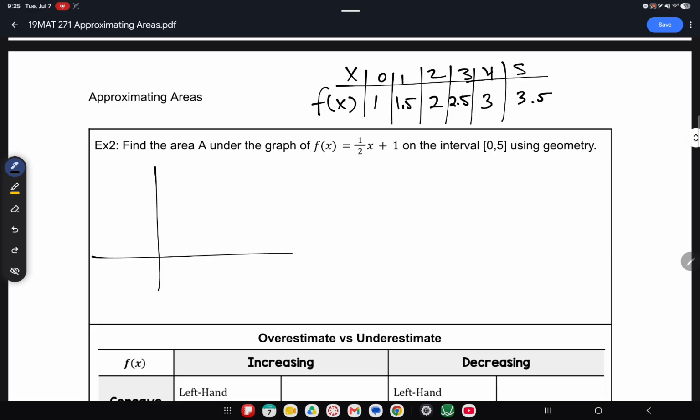So I can try and plot that. Or I could have gone from plotting functions. I have a y-intercept of 1. And then I have a slope of 1/2. So up 1 over 2. And up 1 over 2. Do my best here.